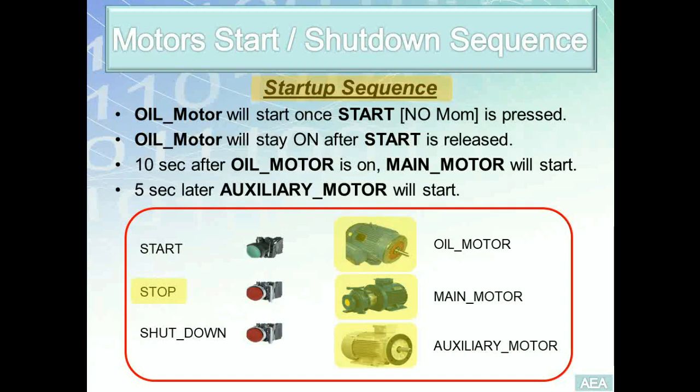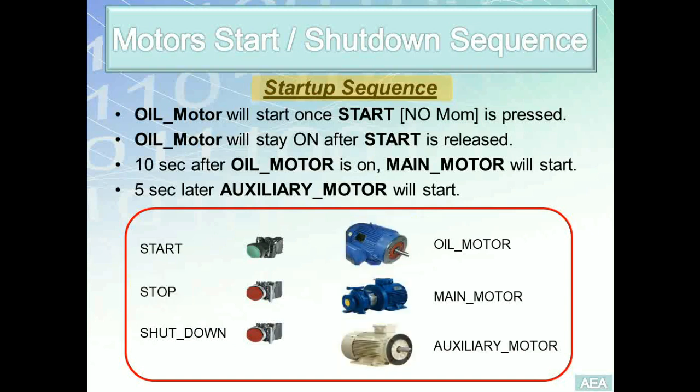So if we have the oil motor by itself on, hitting the stop will turn the oil motor off. If we have oil motor and main motor, again hitting the stop will turn off both motors. If the three motors are on, pressing the stop will kill all of them.